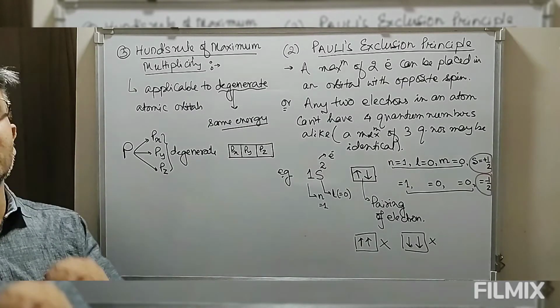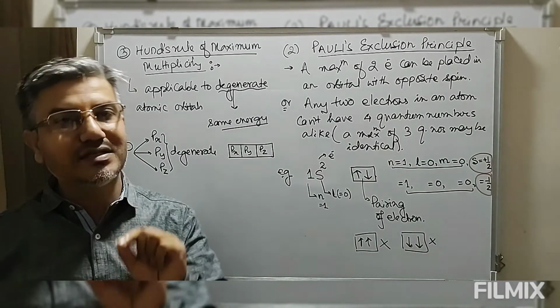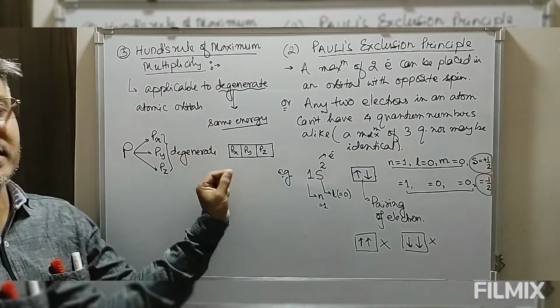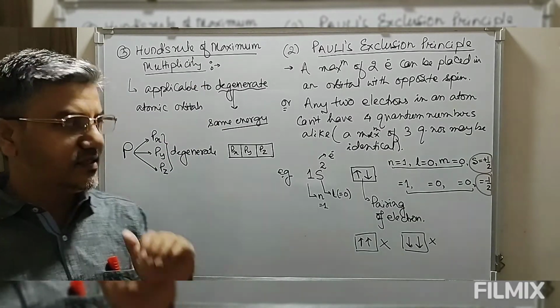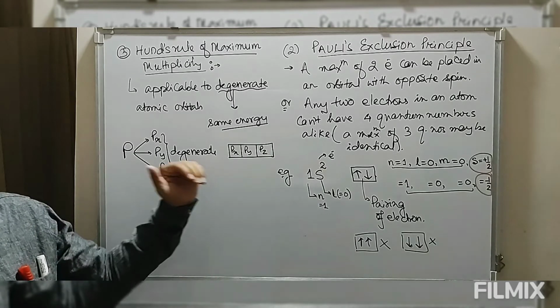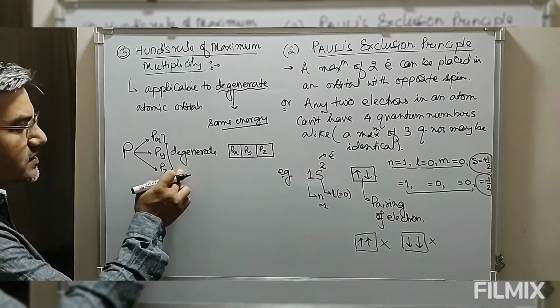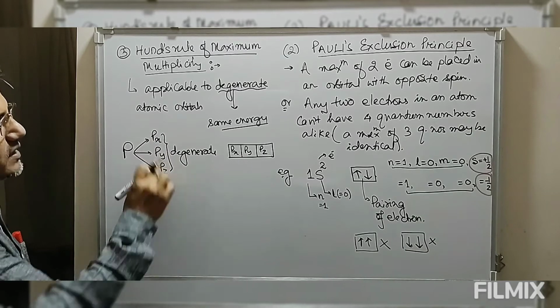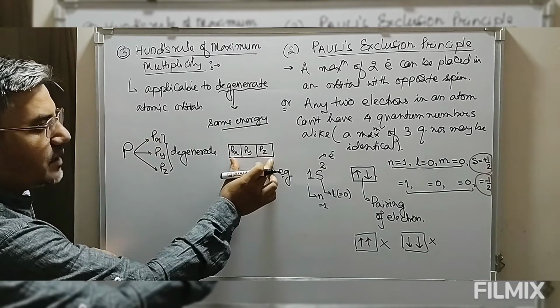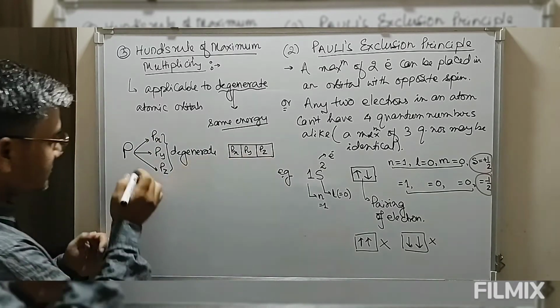The s shell contains only one orbital, so this rule is not applicable to the s orbital. It is applicable to degenerate orbitals starting from p. So we have three p orbitals, that is px, py, pz, and these three orbitals have the same energy level.